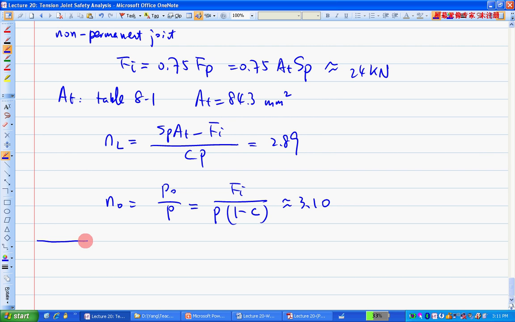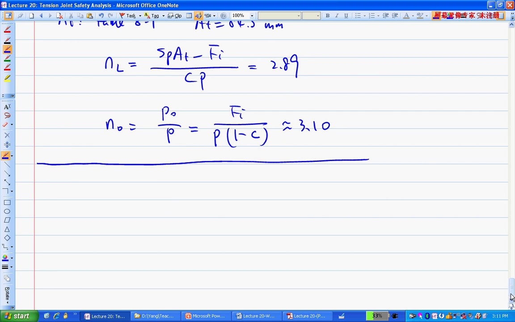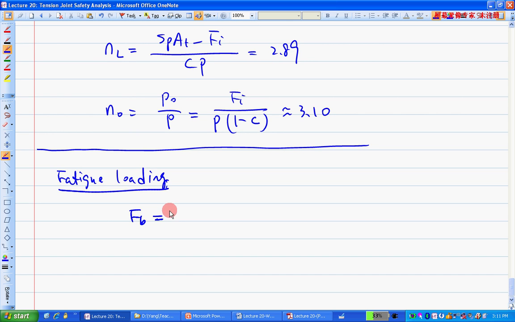Now just a quick introduction on fatigue loading. We're not going to test this in the exam, but it's an introduction to how we deal with fatigue loading on the tension joint. The starting point is the resulting load FB on the bolt, and that's CP plus Fi.